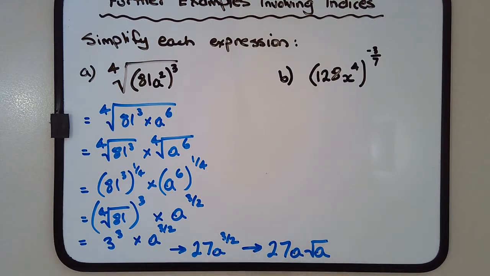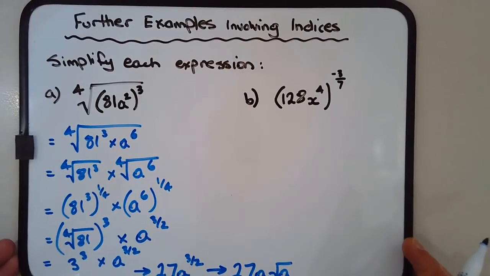Why would that be? I'll leave you to think about that one. Why is a to the 3 on 2 the same as a root a? Think of index law perhaps number 1, multiplying 2 terms with the same base to give you 3 on 2.